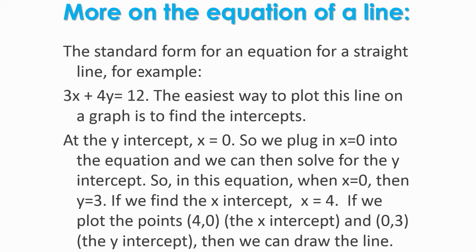Similarly, we can find the x-intercept, which is x = 4 and y = 0. So if we plot the points (4, 0), the x-intercept, and (0, 3), the y-intercept, on a graph, we can draw the line.